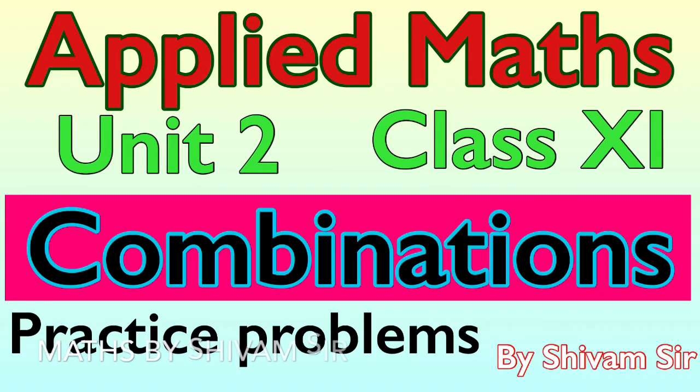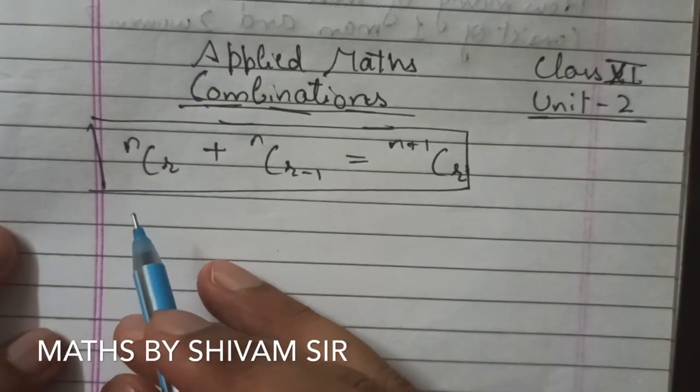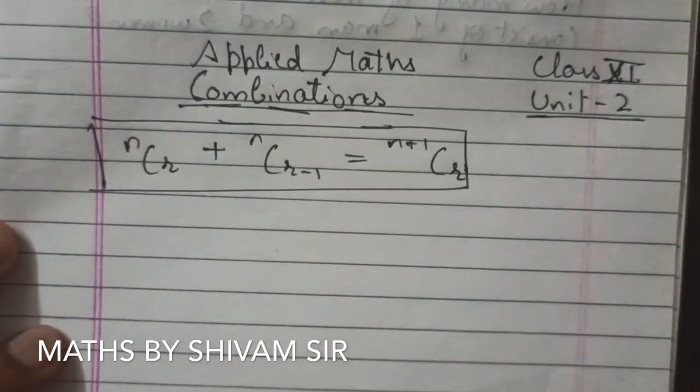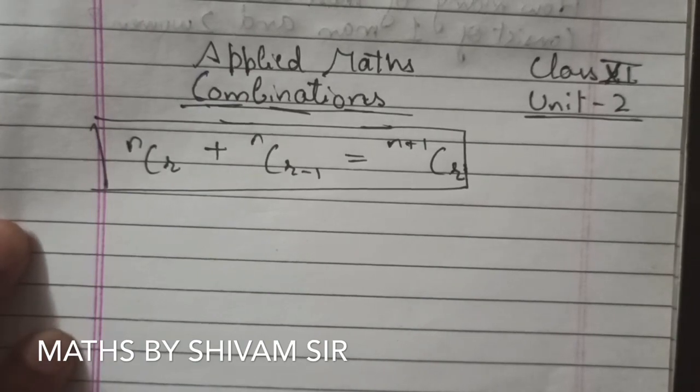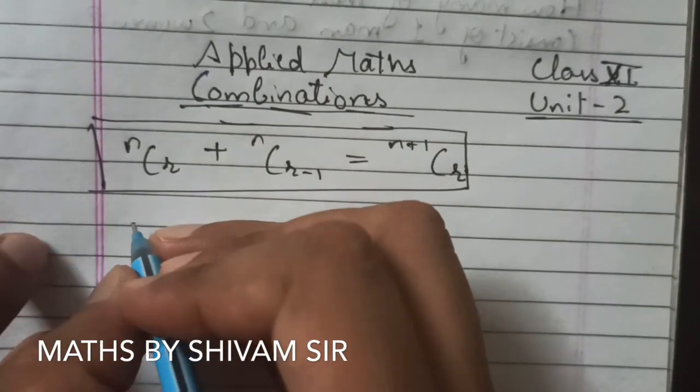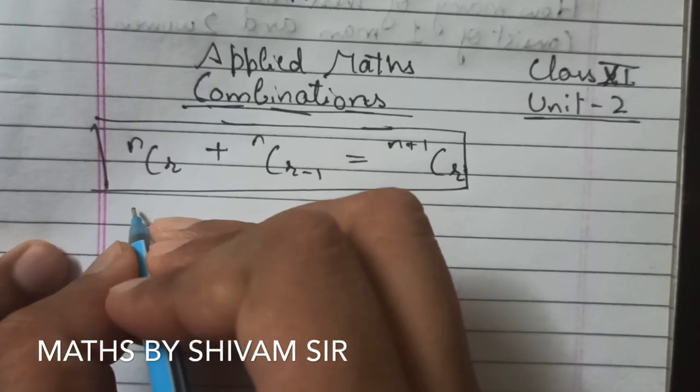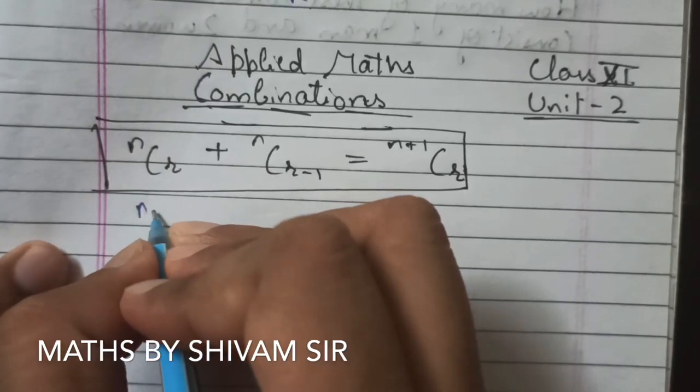So hello all, in this video we will be discussing questions on combinations. Before that, let's discuss this formula. This is one new formula: nCr plus nC(r-1) is equal to (n+1)Cr. So let's prove it. What is nCr?